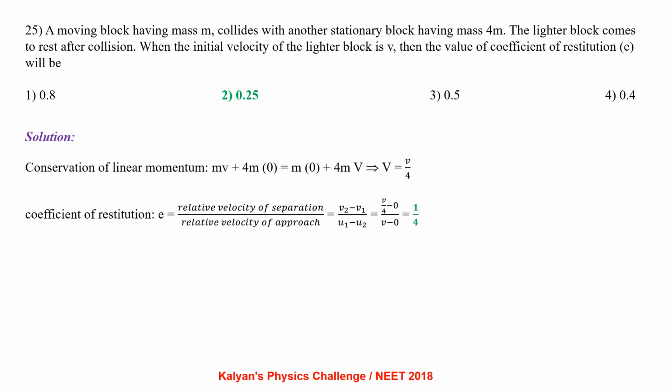Apply conservation of linear momentum. Initial momentum mv plus 4m into 0 equal to final momentum m into 0 plus 4m into v', from which we get velocity after collision equal to 1/4 of velocity before collision. Applying the formula for coefficient of restitution, e equal to relative velocity of separation by relative velocity of approach. Substituting the given values, we get e equal to 1/4.